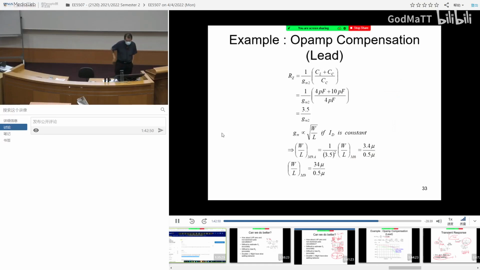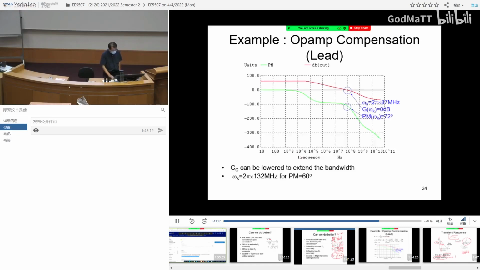So the thinking that I get a wider bandwidth doesn't really help. So here is the example. Supposedly you can make CL equals to 10 picofarad, CC equals to 4 picofarad. So RZ equals to exactly 3.5 over GM2. Okay? And we already know we can actually pick the transistor ratio in this manner. And then we can actually achieve the lead compensation.